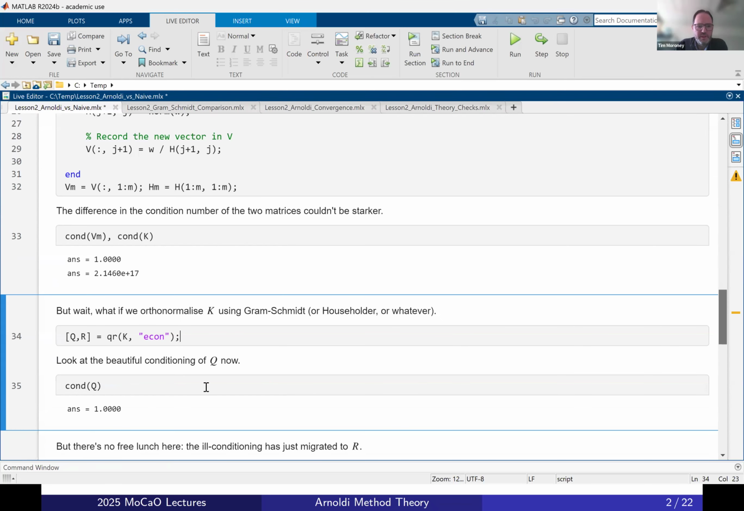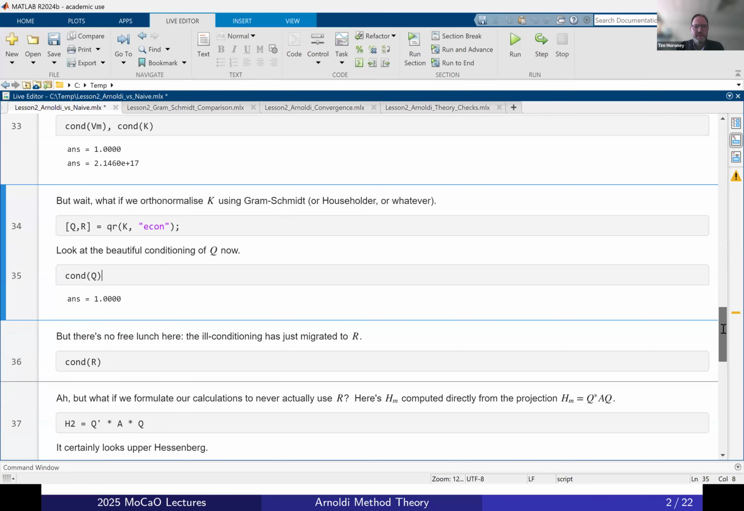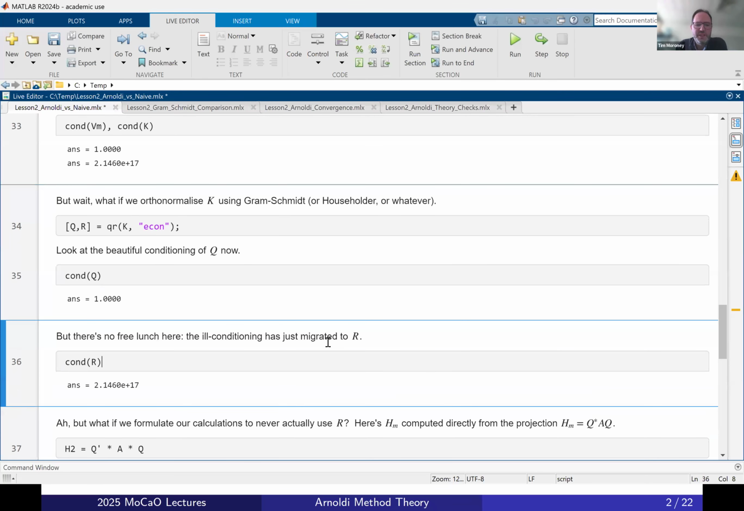And what are you talking about, Tim? Look at that. Conditioning is perfect, right? Condition number of Q is 1 now. So problem solved, surely. No, not problem solved. Where's that condition number gone? Well, it's just migrated into R. Okay, so yes, K was badly conditioned. Q isn't anymore, but R is.